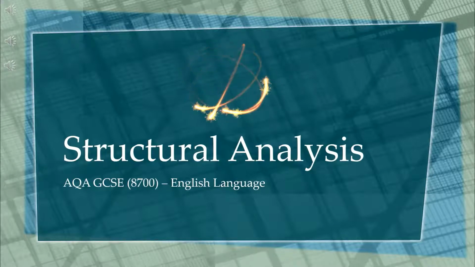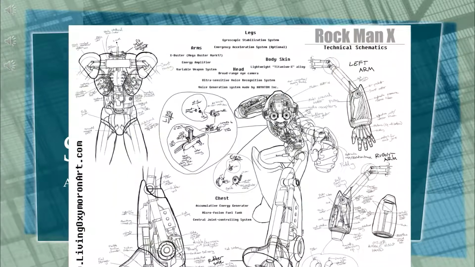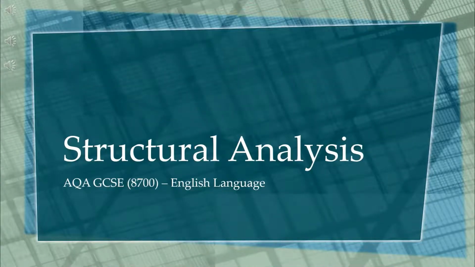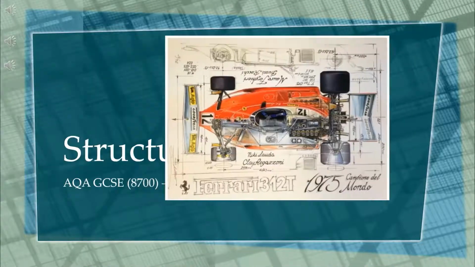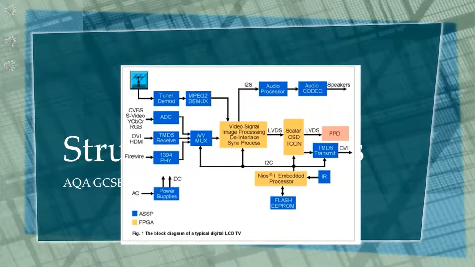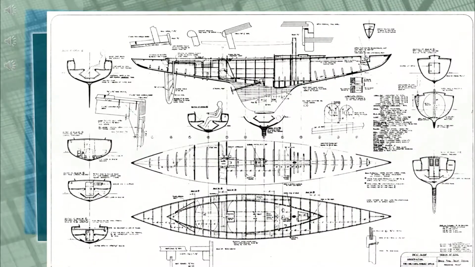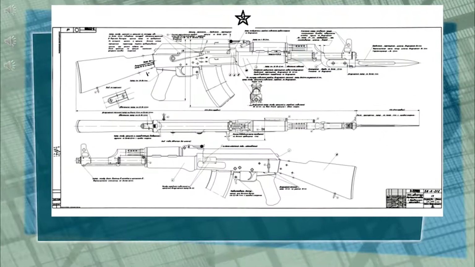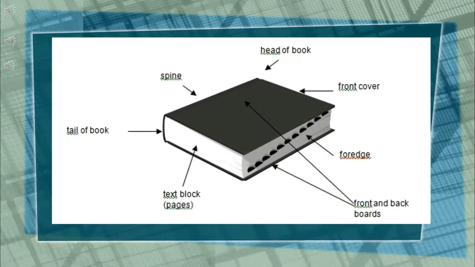So these are what humans call schematics. Robots have them. Cars of all makes and models have them. Buildings have them. This, would you believe, is a TV. Boats and ships have them. Guns have them. And books have them. Everything in the world has a structure, which can be, and probably already has been, mapped out. Some things easier than others, admittedly.